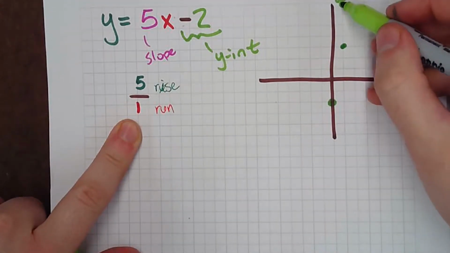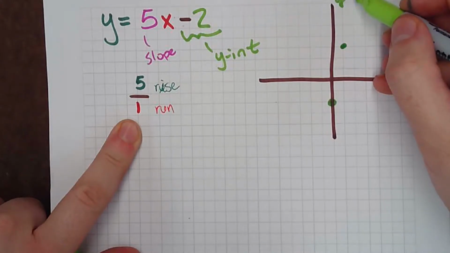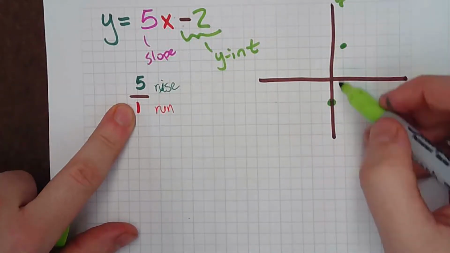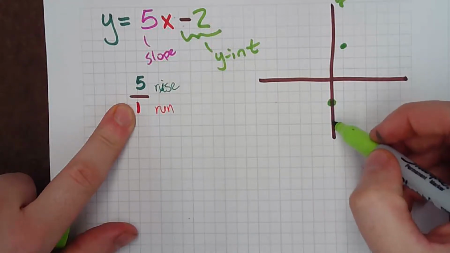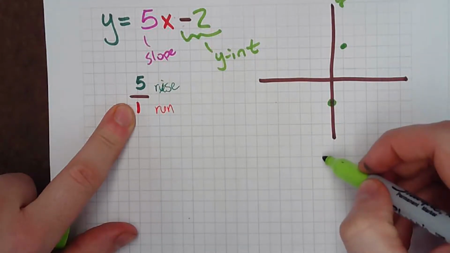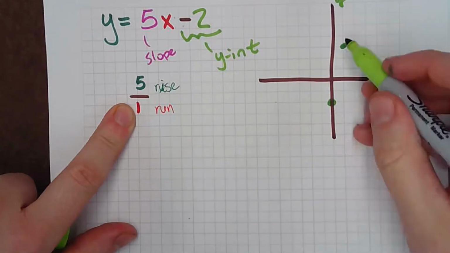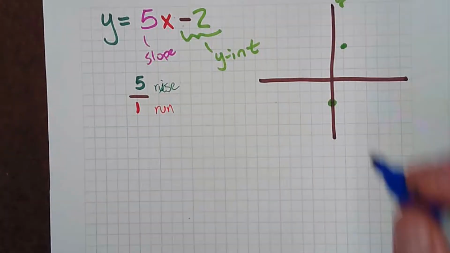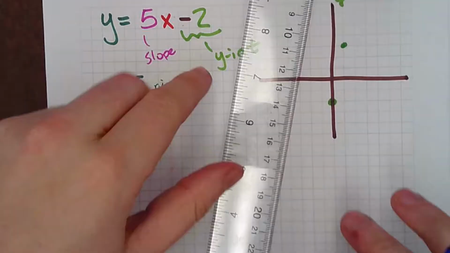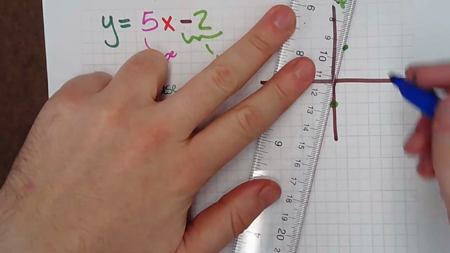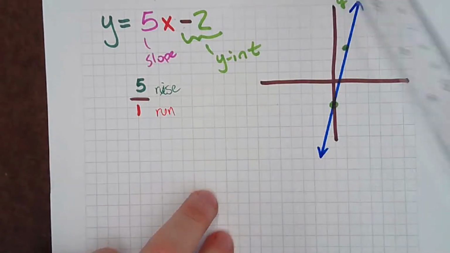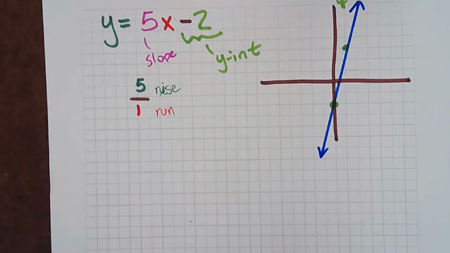1, 2, 3, 4, 5, and over 1, again and again, and I'll keep finding points. Same thing if I go the opposite way. Instead of going up 5 over 1, if I go back or down 5, 1, 2, 3, 4, 5, and back 1, I'll also find another point on that line. So I'm going to draw that line in now that I have those 2 points, with a straight edge. I'm terrible at connecting points. That wasn't bad. So that line right there is y equals 5x minus 2.